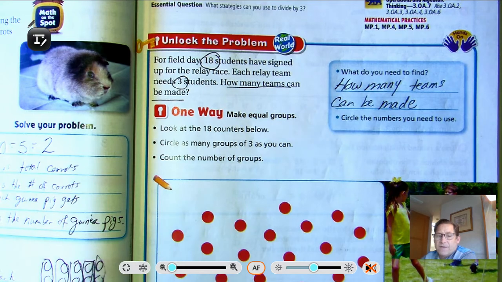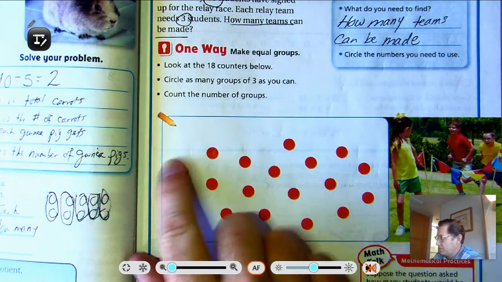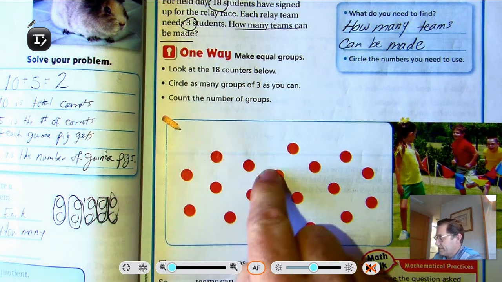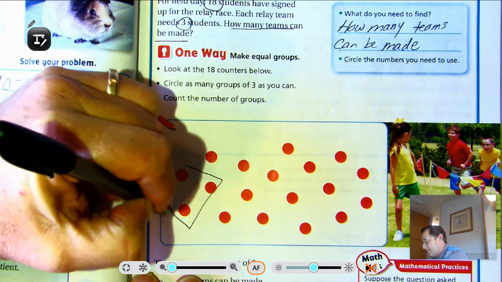Okay, so one way is make equal groups, which we covered actually in our last chapter, right? So look at the 18 counters below. These represent the 18 students. We need 3 students for a team. So just start grouping threes.